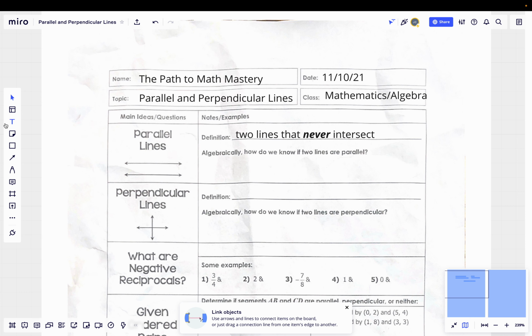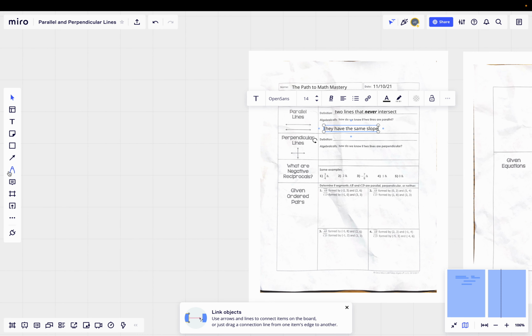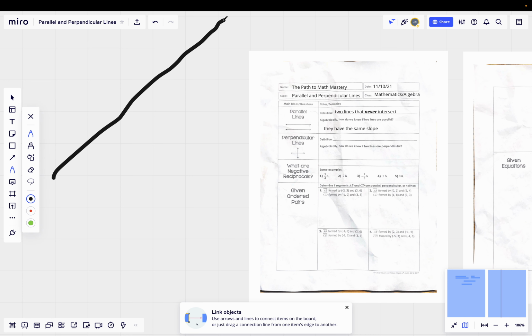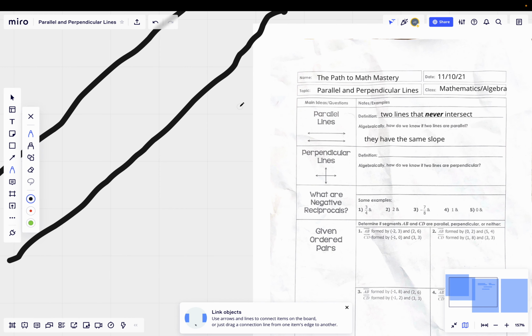So algebraically, we need to discover how two lines are parallel. That is simple. We just say they have the same slope. Let me give you an example. If we have a line like this, which we graphed, and then we have another line like this, which we graphed. As you can tell, this is not a perfect representation, but they're about the same distance apart, and they keep going in the same direction. So this is basically an example of parallel lines.